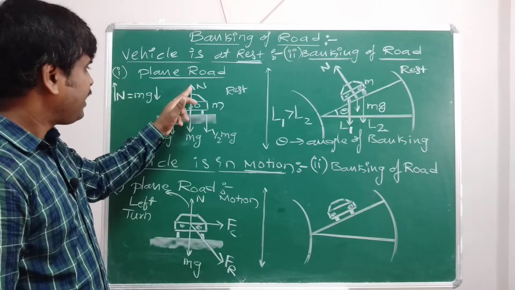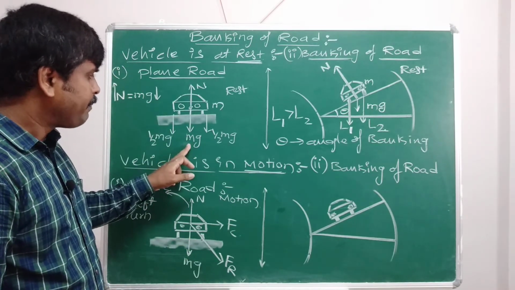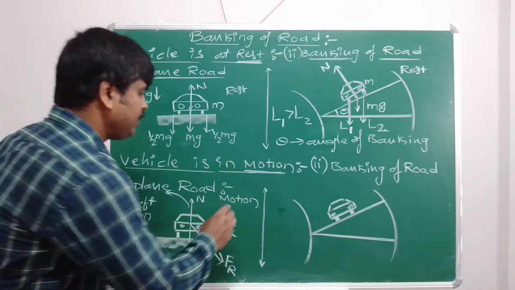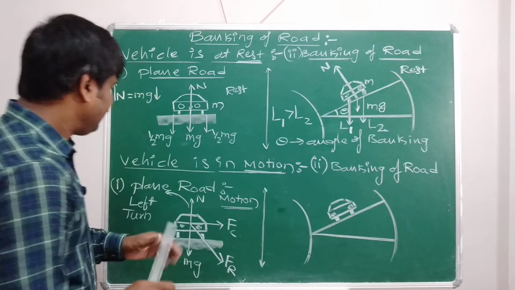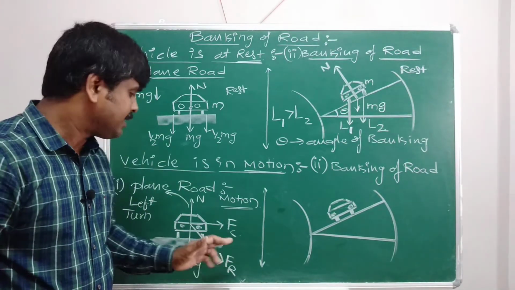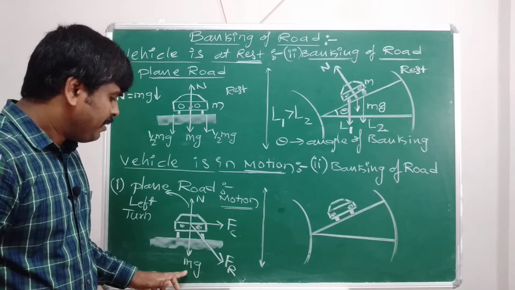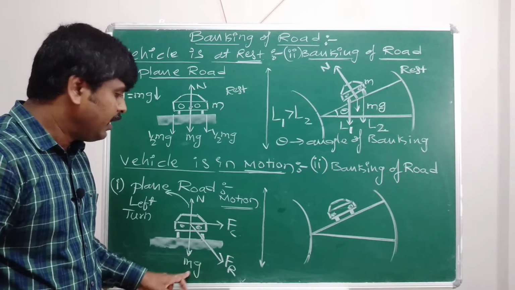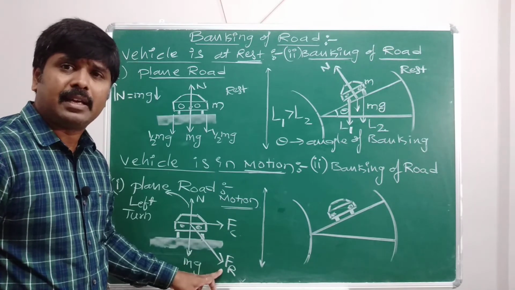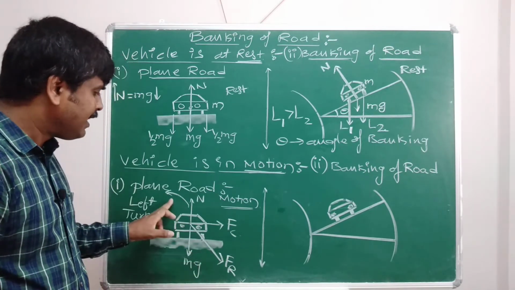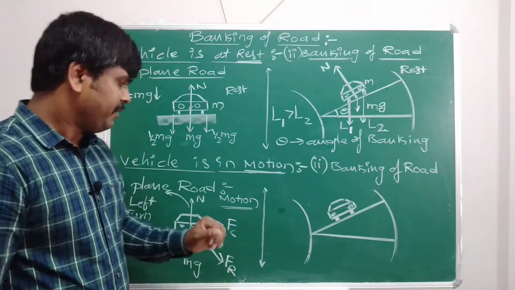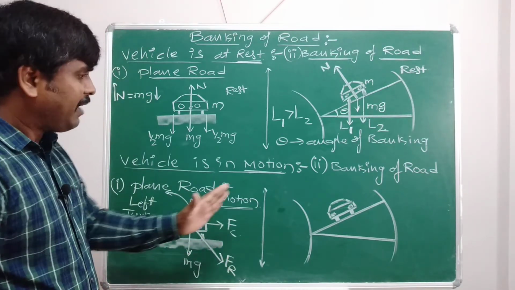Here normal reaction is balanced by mg. Okay, so this is the rest position, this is motion, where the vehicle is taking a left turn, the centrifugal force takes place on the right side, and the resultant of the weight of the body, that is the load, and the centrifugal force, that is Fr, is the resultant force. It is not balanced by any other force, whenever it is taking a left turn.